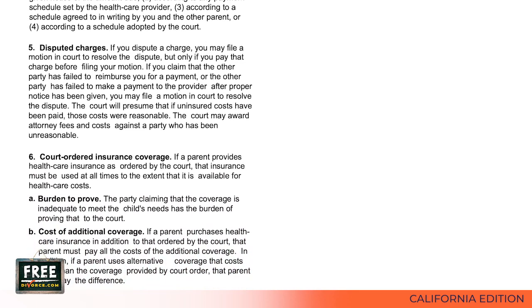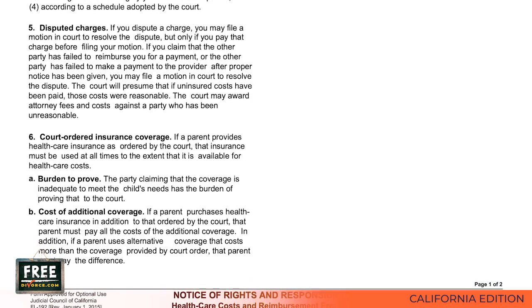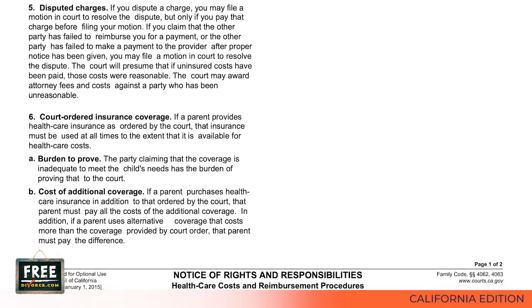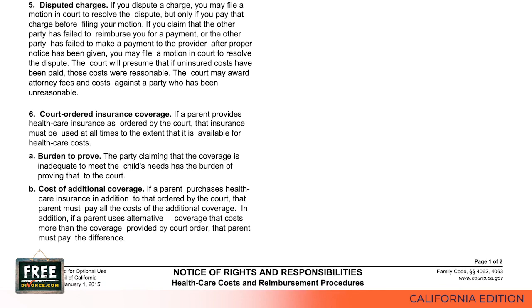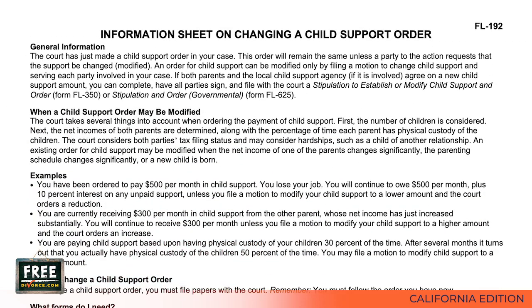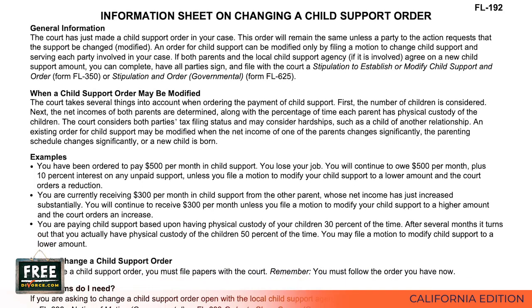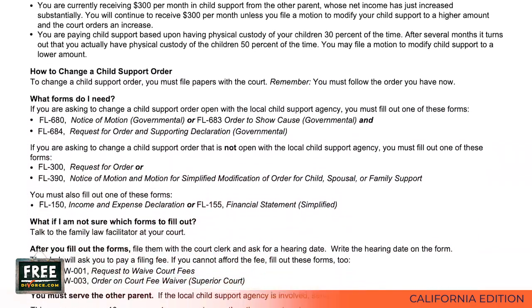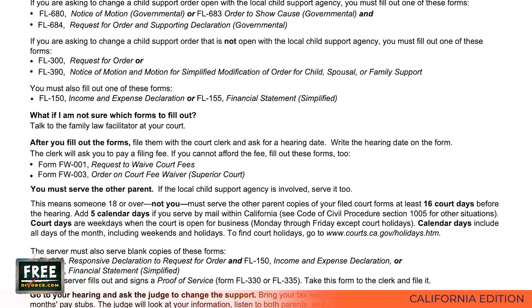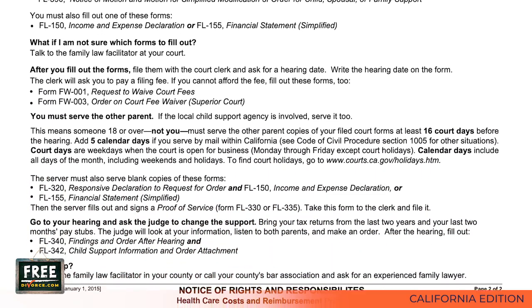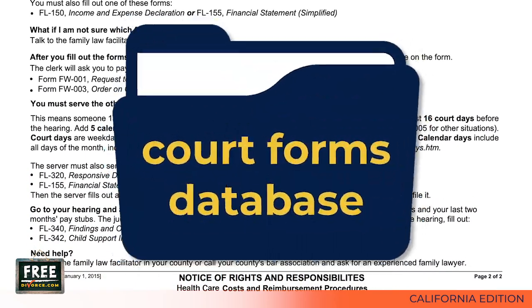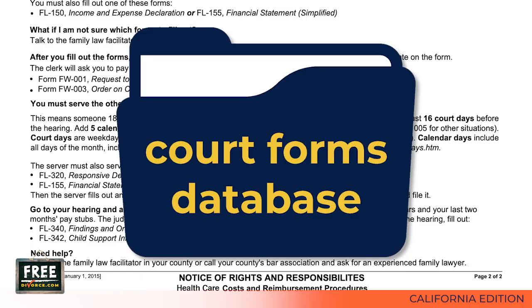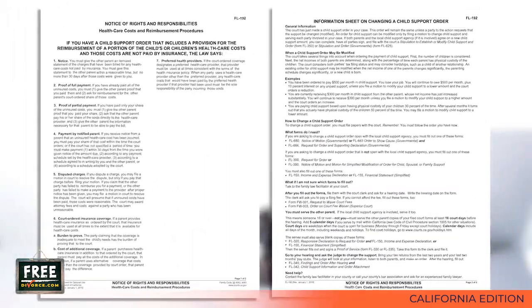Again, the FL192 form is a very simple form. It's a 2-page form. The first page describes the procedures you are to follow for reimbursement of the children's health care costs. The second page explains that a child support order is part of a judgment and that child support can be modified if significant changed circumstances occur in the future. The second page also explains how to modify child support. You do not need to fill out anything on this form. Just go to our database, find the FL192, print it, and attach it to your FL180.